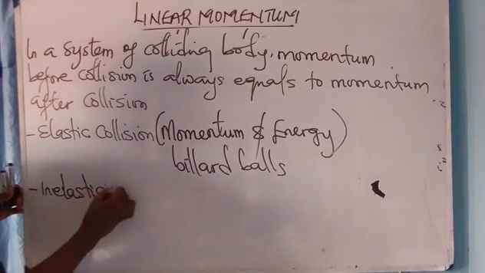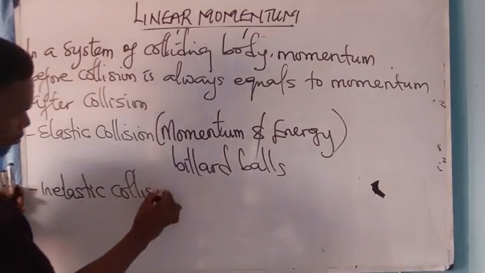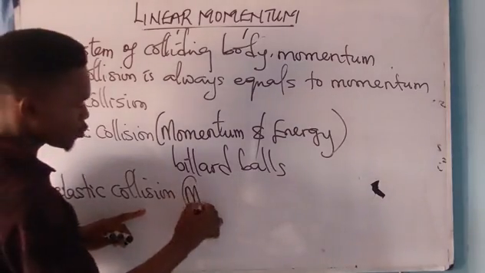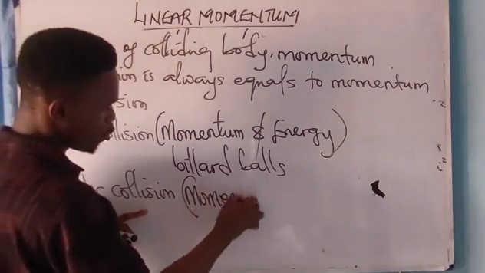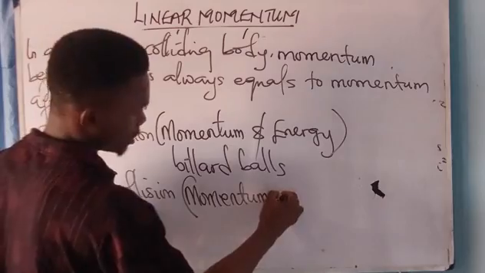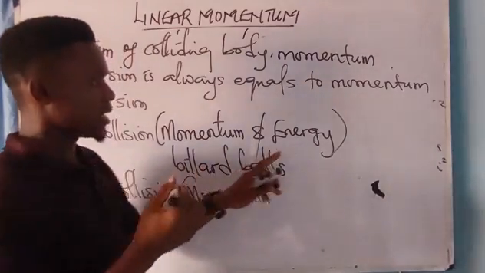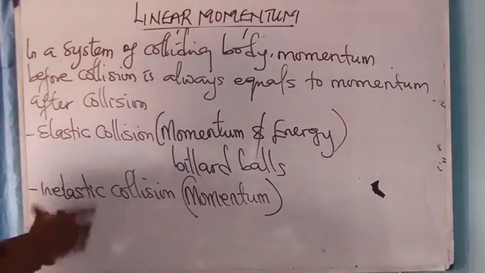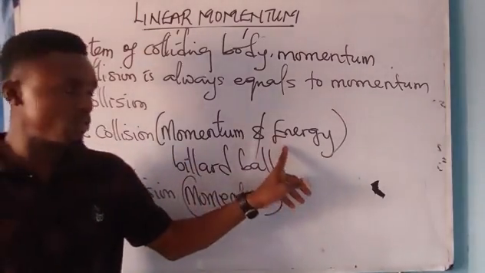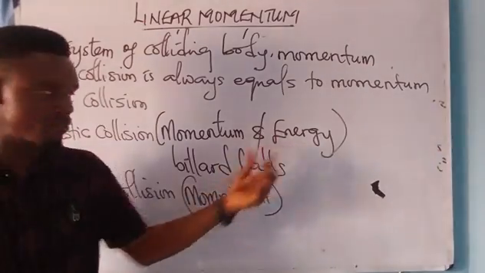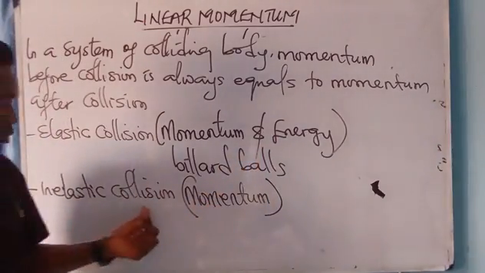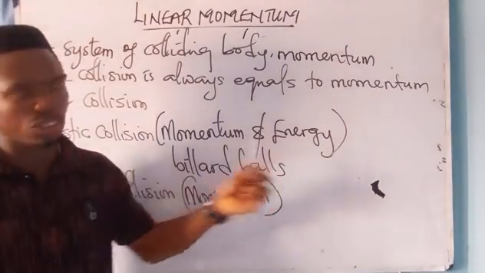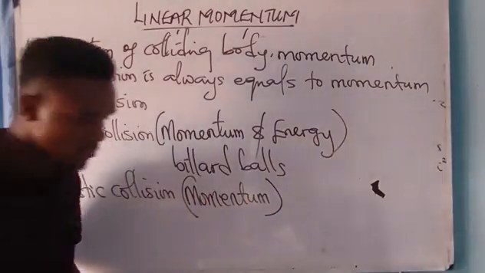The second one is inelastic collision. In inelastic collision, momentum is conserved, but energy is lost. Which means that in elastic collision, momentum and energy, which is kinetic energy, are conserved, but in inelastic collision, momentum is conserved and energy is lost. Take note of that. It is very, very important.